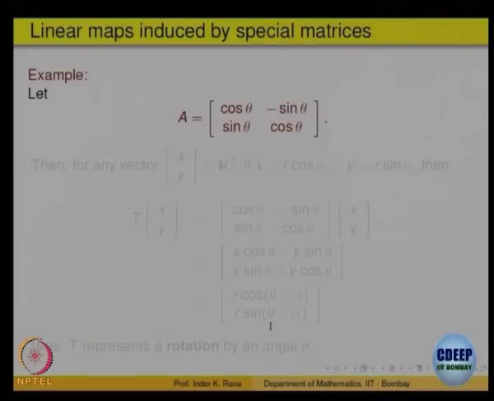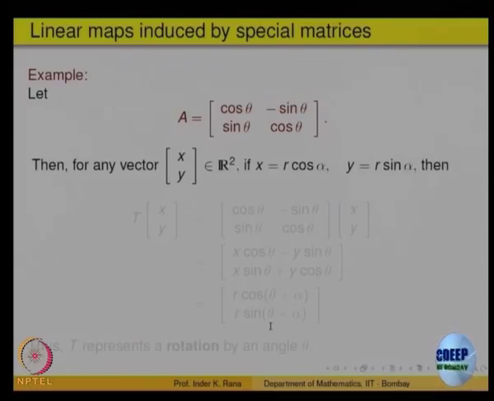Look at this matrix: cos theta, minus sin theta; sin theta, cos theta. Theta is some angle between 0 and 2 pi. Let us take a vector x y in R2, and let us say that x y is a point in R2, described in polar coordinates. What are the polar coordinates? x is equal to r cos alpha, y is equal to r sin alpha. So, let us multiply this matrix by this vector and see what is the outcome.